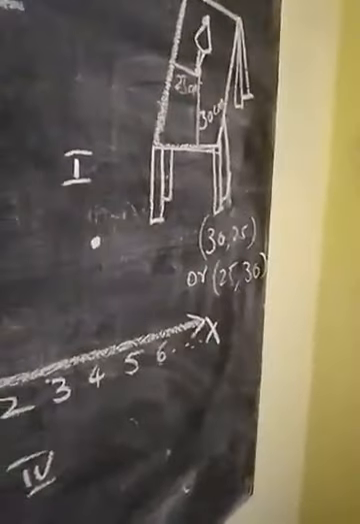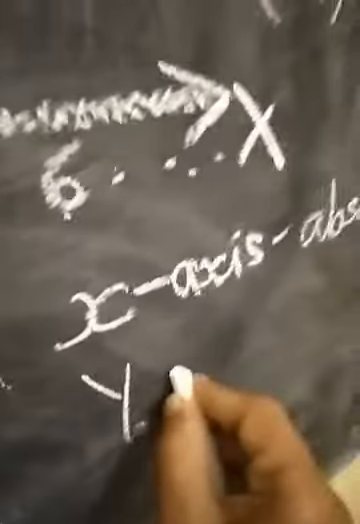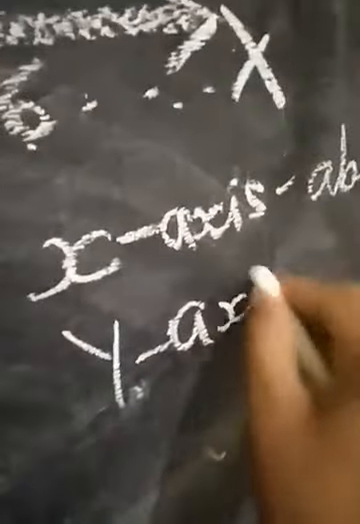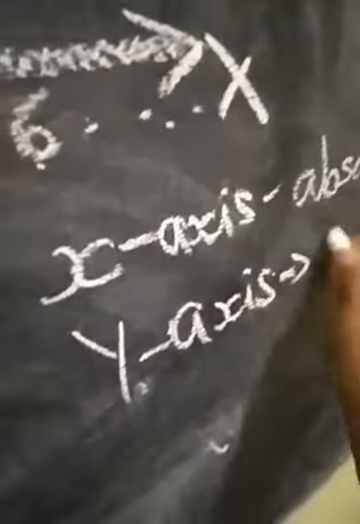This is the x-axis. Another name for the x-axis is abscissa, and the y-axis we can say is the ordinate.